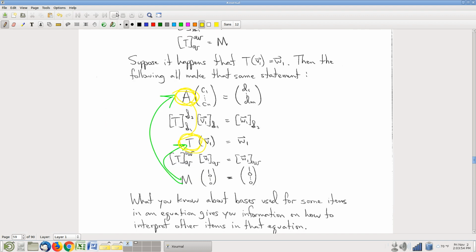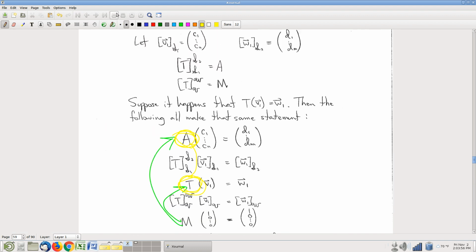Well, with respect to the standard bases. Because A represents T with respect to the standard bases, I know then that over here I need to be converting in the language of these standard bases. And again, those numbers are already settled.